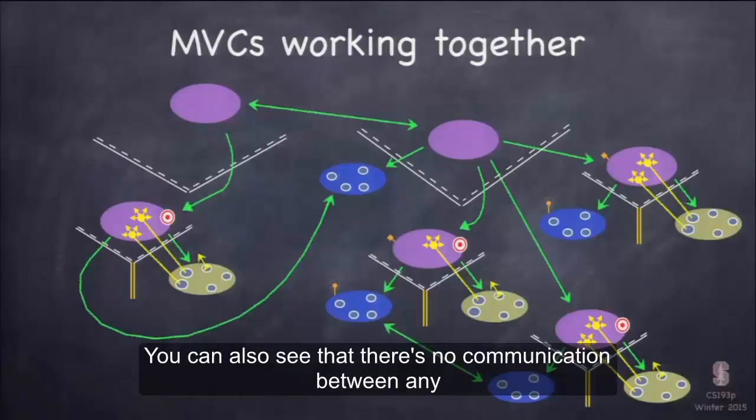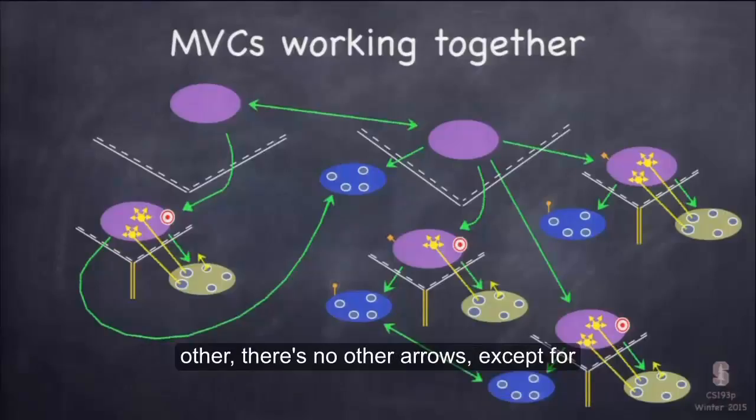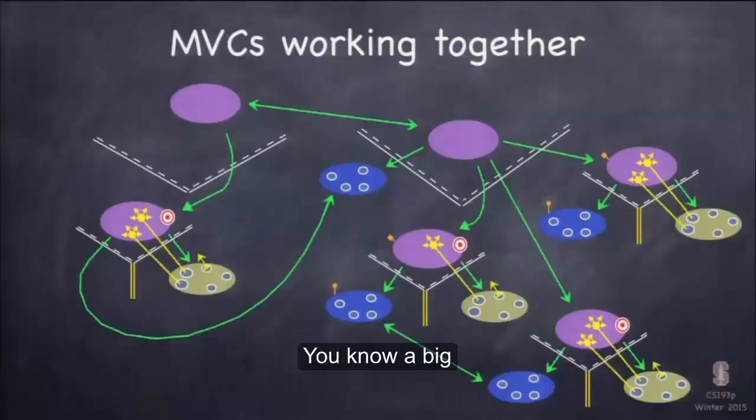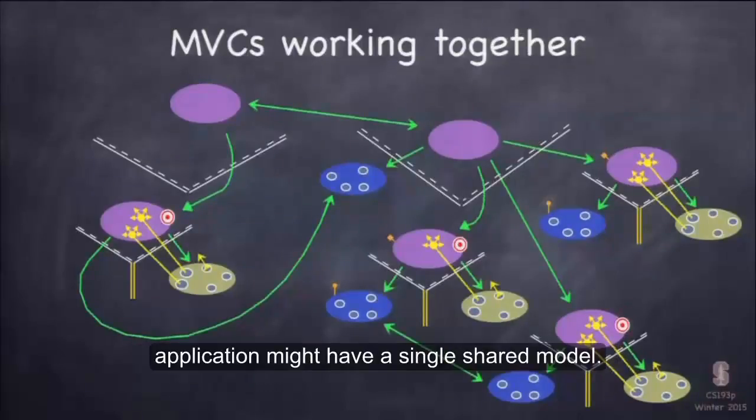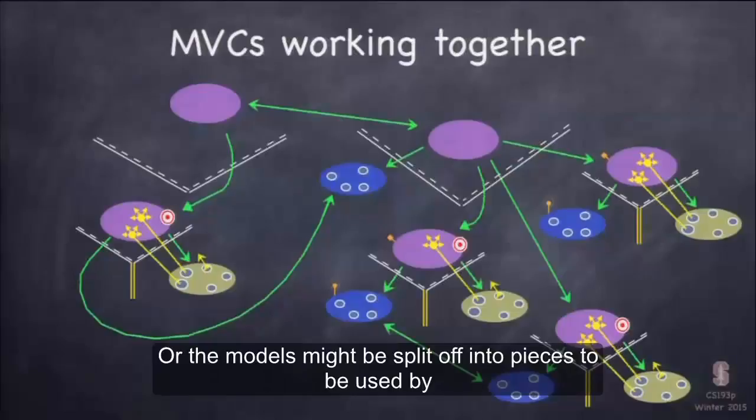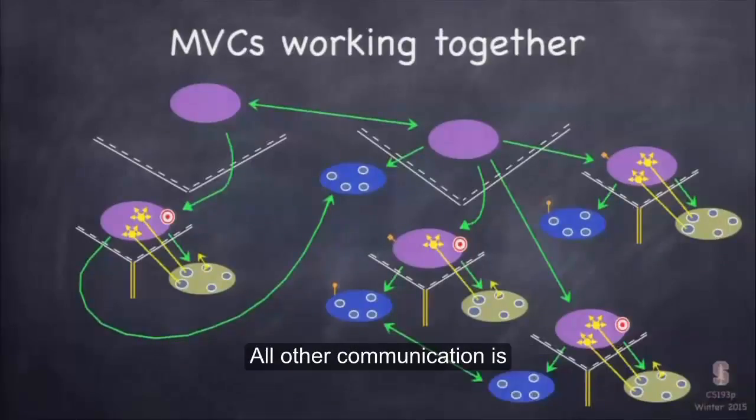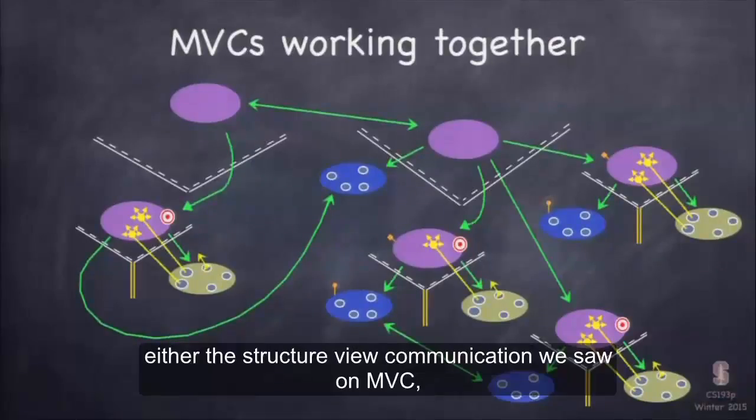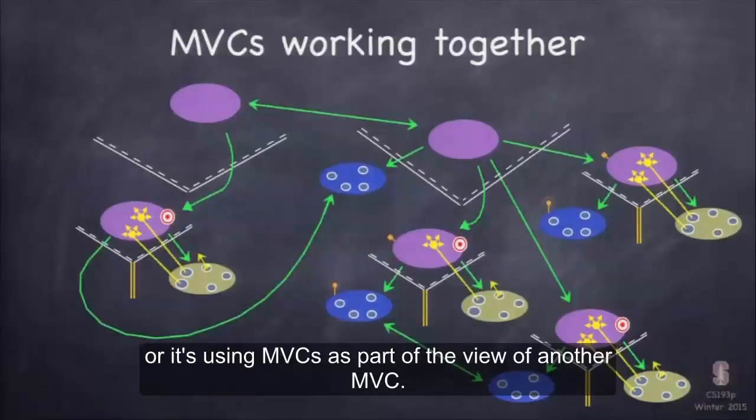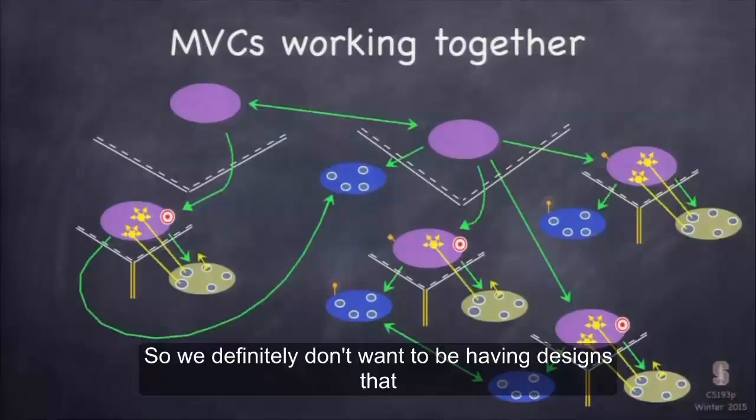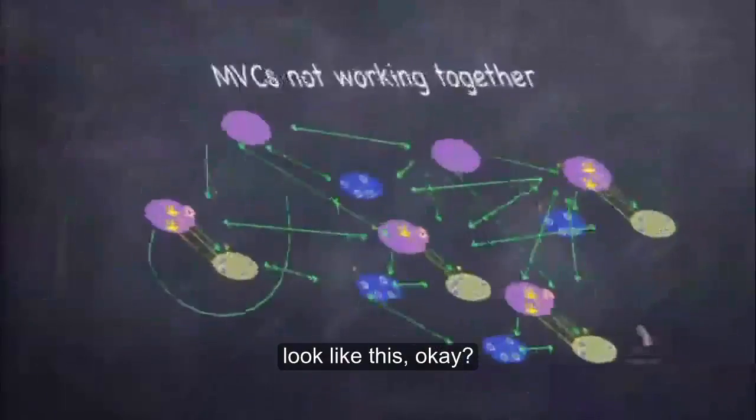You can also see that there are no other arrows except for some of the models. You see some of the models are communicating with each other. A big application might have a single shared model, or the models might be split off into pieces to be used by sub MVCs. But that's the only kind of communication you have there. All other communication is either the structured view communication we saw in MVC, or it's using MVCs as part of the view of another MVC. Any questions about that?